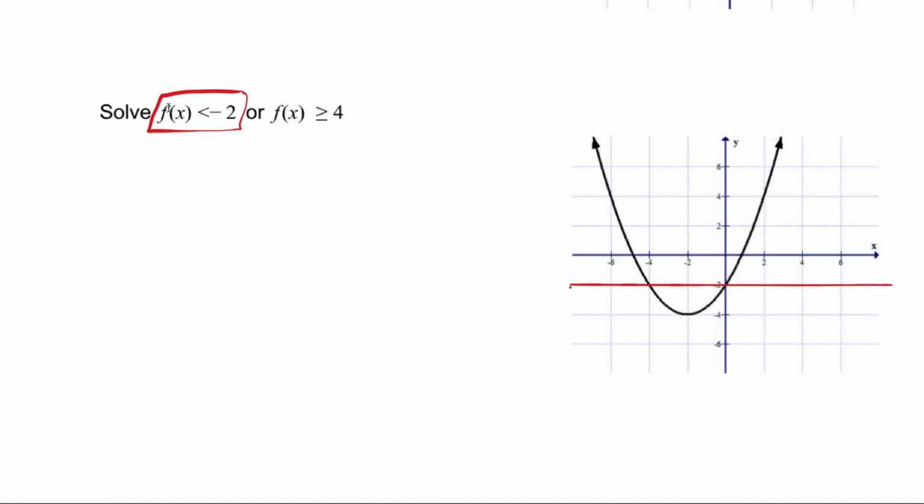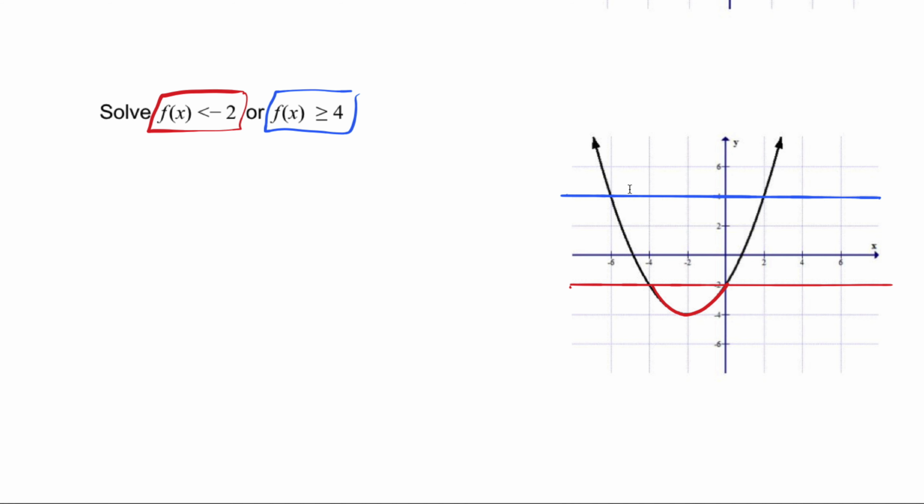When is the function less than -2? So we want to go below, less than. This is when the outputs are less, because those outputs are -2.1, -2.5, -3, all the way down to -4. And we also want to know the outputs could be greater than 4. So greater than 4, 4 is right there.